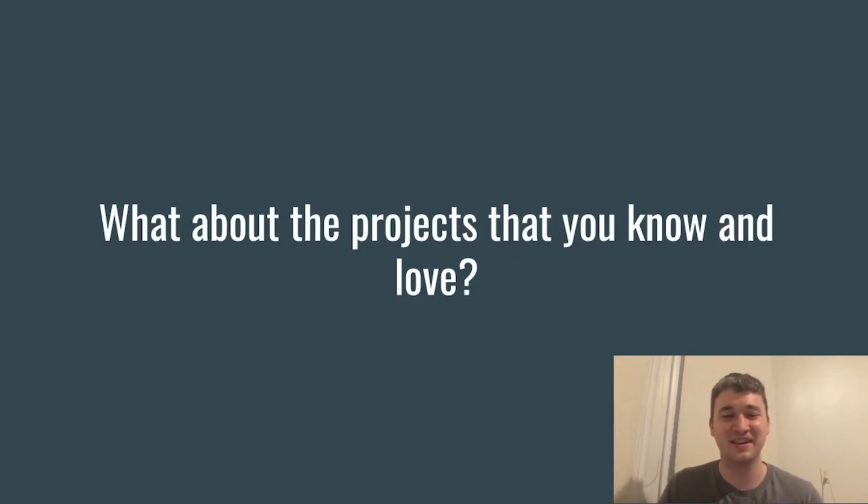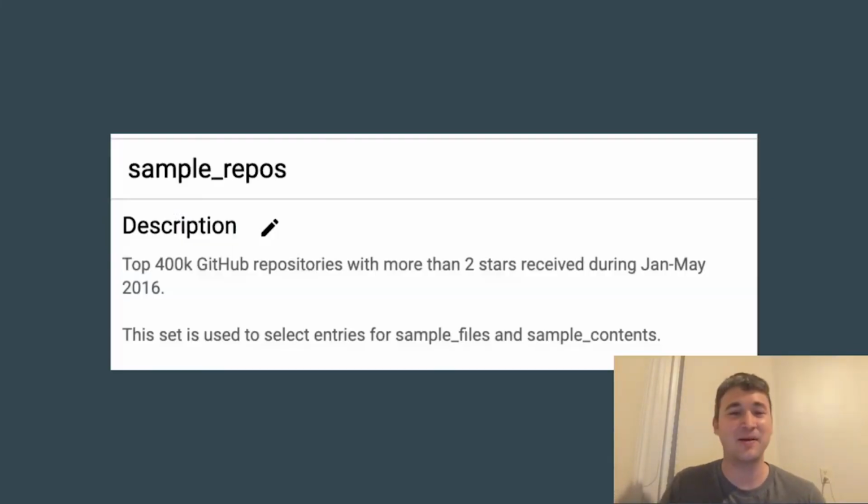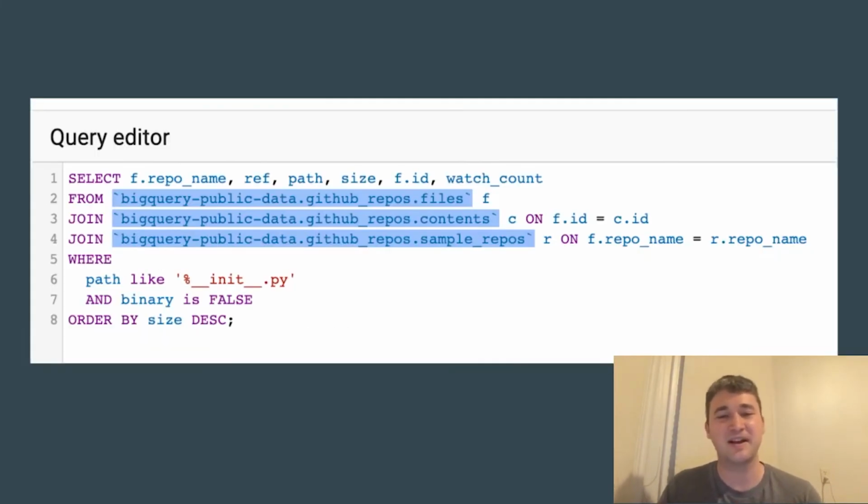I don't think it's very widely used. So what can the data tell us about the projects that you know and love? Thankfully, the public data included this table, sample repos, which basically narrowed it down to only repos that had gotten at least 2 stars during this time period when they were collecting the data. If I join onto sample repos and only use files from there, this starts to identify some maybe more common projects that have these large init.py files that we can dig into.